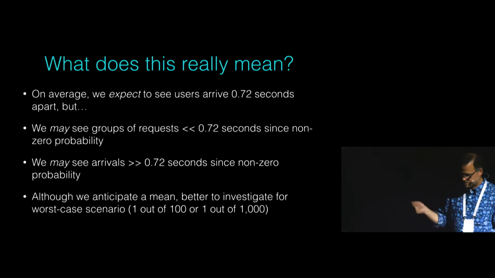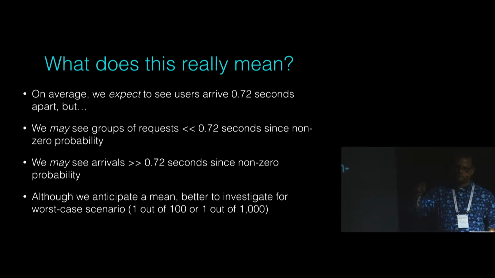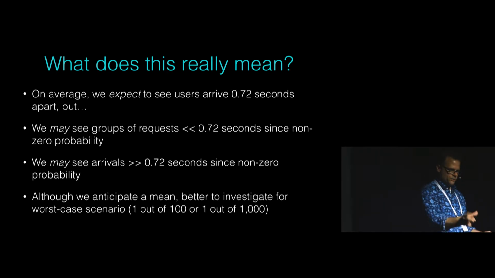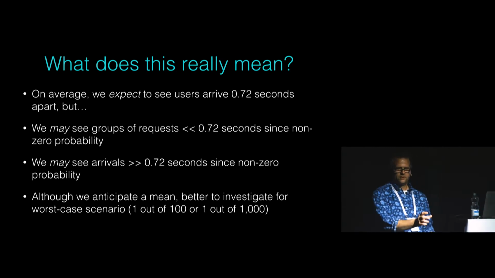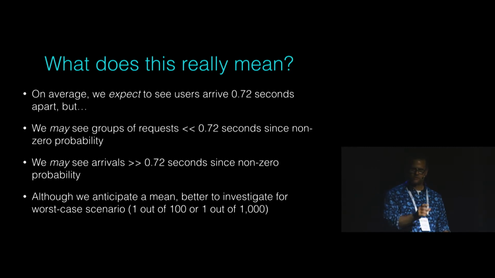So on average, we expect to see 0.72 if we do a large sample. However, we can see users coming in almost simultaneously. We can see them spread out quite a bit, because those are non-zero probabilities.